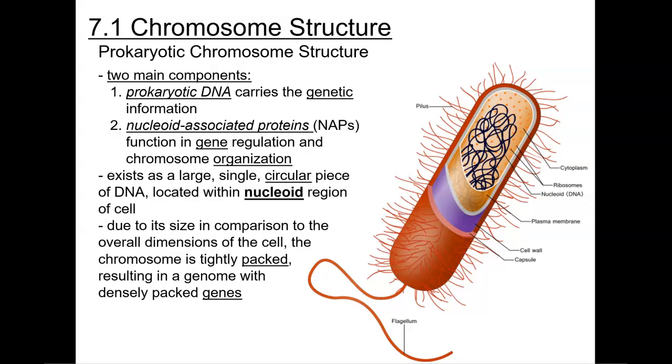Now, prokaryotic chromosome structure is a little bit different. Prokaryotic DNA is going to carry genetic information, just like with eukaryotic. It's going to have what's referred to as a nucleoid-associated protein, and that's going to function in gene regulation and chromosome organization. It exists as a large, single, circular piece of DNA that's located within the nucleoid region of the cell. So it does not have a nucleus that surrounds it. It just has a specific region where it's more likely to be found, and that's called the nucleoid region.